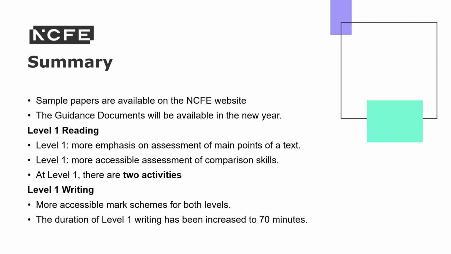Level 1 reading, there is now more emphasis on the assessment of the main point of a text. There's also more accessible assessment of comparison skills, and at level 1 there are 2 activities. For the level 1 writing, there is a more accessible mark scheme, and the duration of level 1 writing has been increased to 70 minutes.